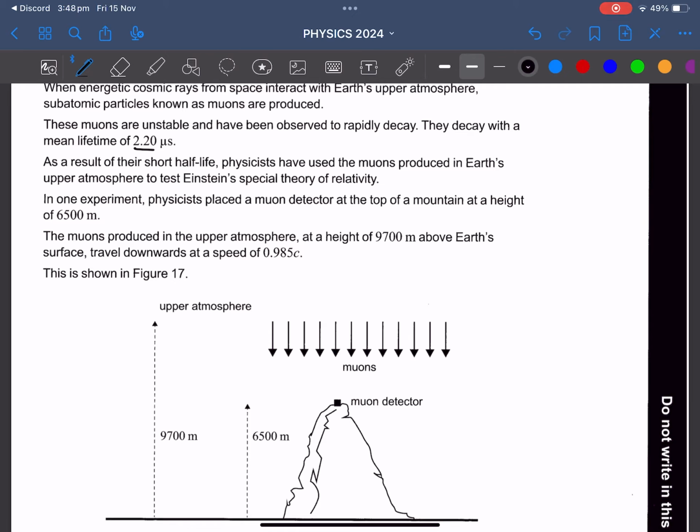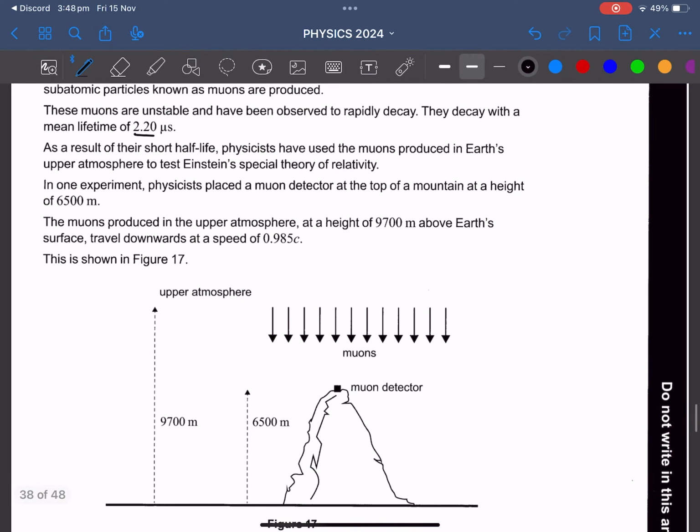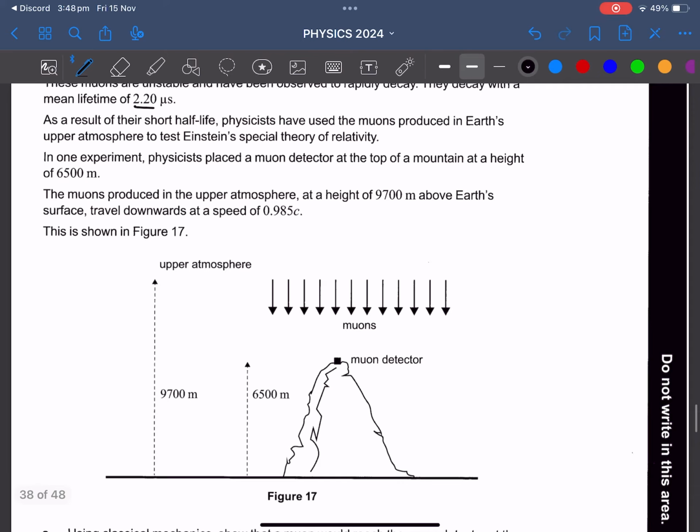As a result of their short life, physicists have used muons produced in Earth's upper atmosphere to test Einstein's special theory of relativity. In one experiment, physicists placed a muon detector at the top of a mountain at a height of 6,500 meters. Okay, the muons produced in the upper atmosphere at a height of 9,700 meters above the Earth's surface travel downwards at a speed of this.